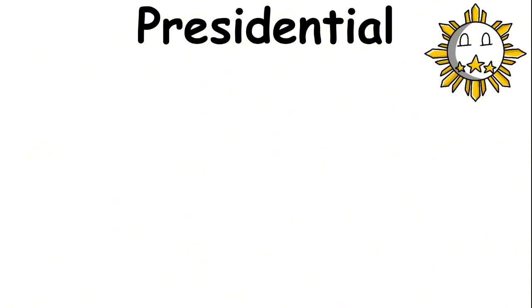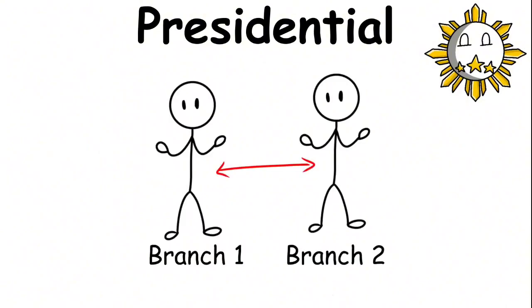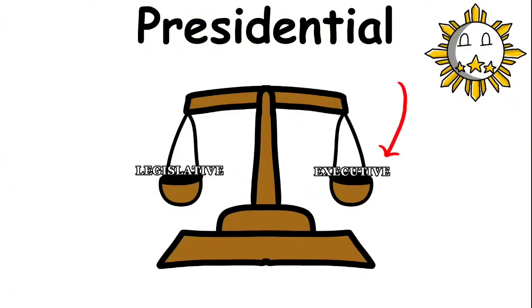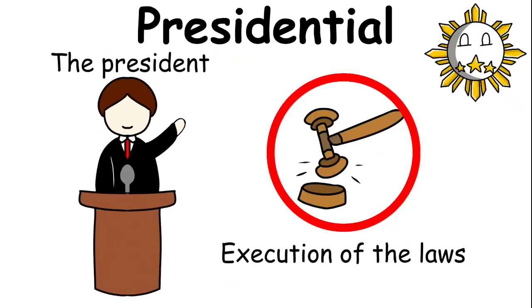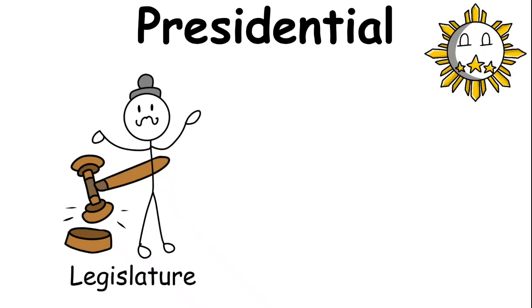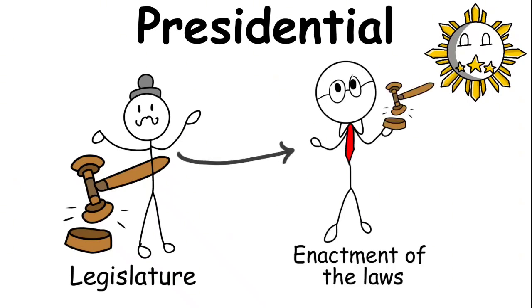Presidential. In a presidential form of government, there is a separation between the different branches of the government, allowing the executive branch to have separate roles from the legislature. The president is the head of the executive branch and is tasked with the execution of the laws. Meanwhile, the legislature is the branch that's responsible for the enactment of the laws.